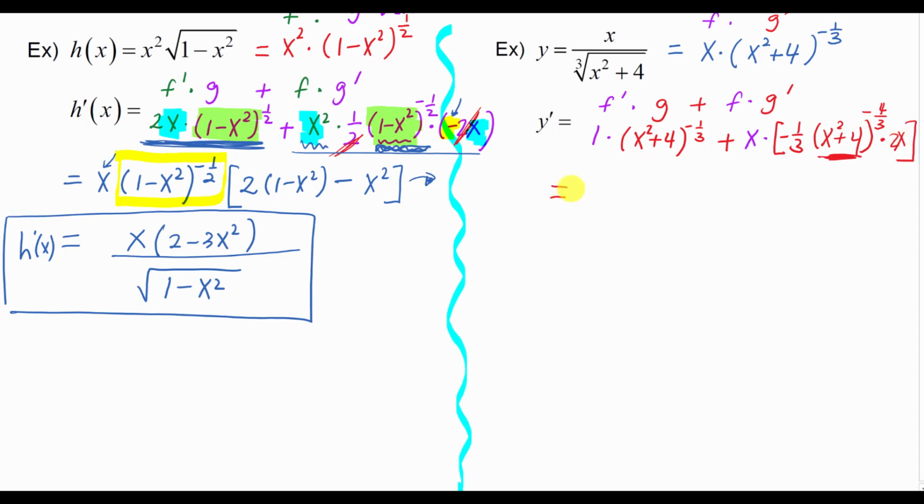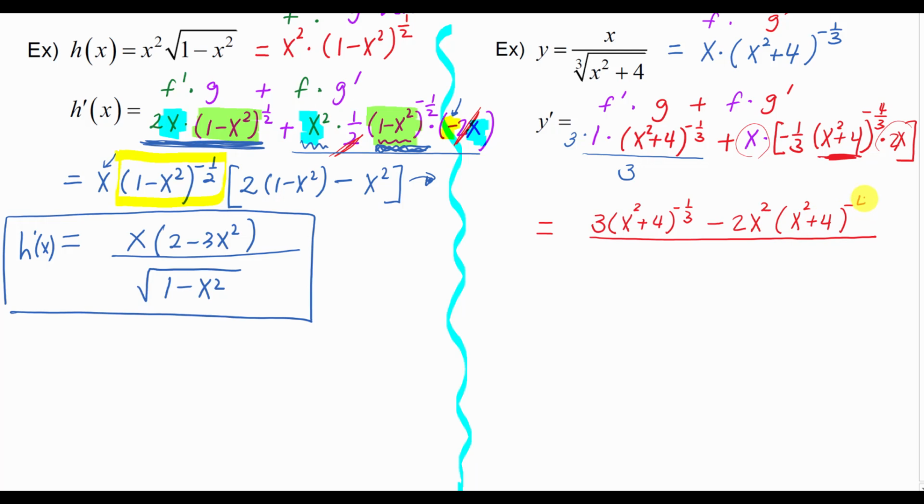Okay, so I just have to simplify this. Now here, I do have 3 in the denominator. So to make a single fraction answer, let's have a common denominator. And the common denominator will be, of course, 3. So let's multiply top and bottom of the first term by 3. So I would have 3 times (x squared plus 4) to the negative 1/3 power. I have minus here, and I had x times 2x, so this is 2x squared, times (x squared plus 4) to the negative 4/3 power, over 3, since they both have a denominator 3, so I can use it as a common denominator.